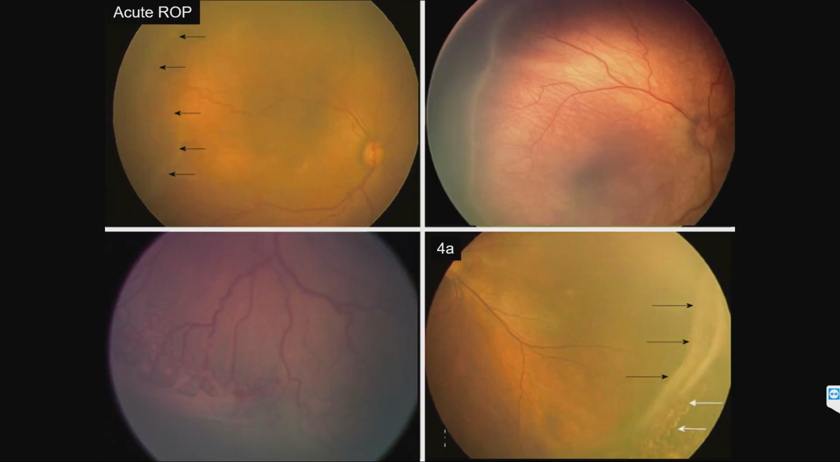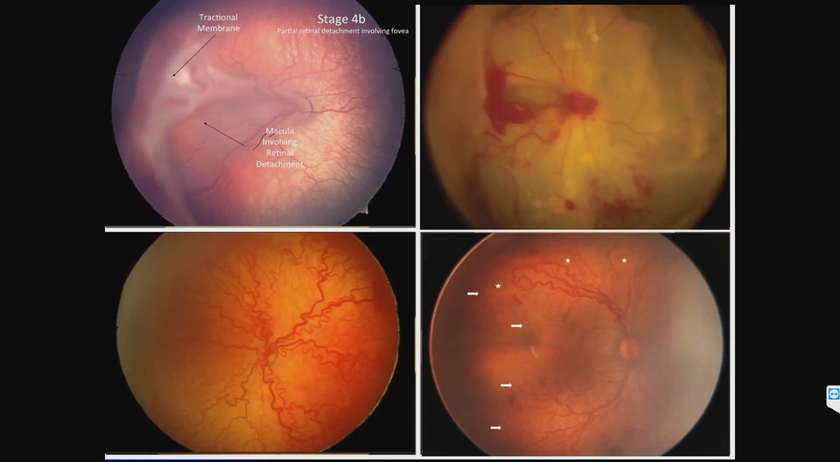Now, acute ROP is a term used to describe the staged ROP. Stage 1 is the demarcation line. Stage 2 is where you have the ridge, stage 3 is where you have extraretinal neovascularization, and stage 4 is retinal detachment. 4A is when there is no macular involvement. 4B is when there is macular involvement. Stage 5 is total retinal detachment, and then there is plus disease. All these come under acute ROP.